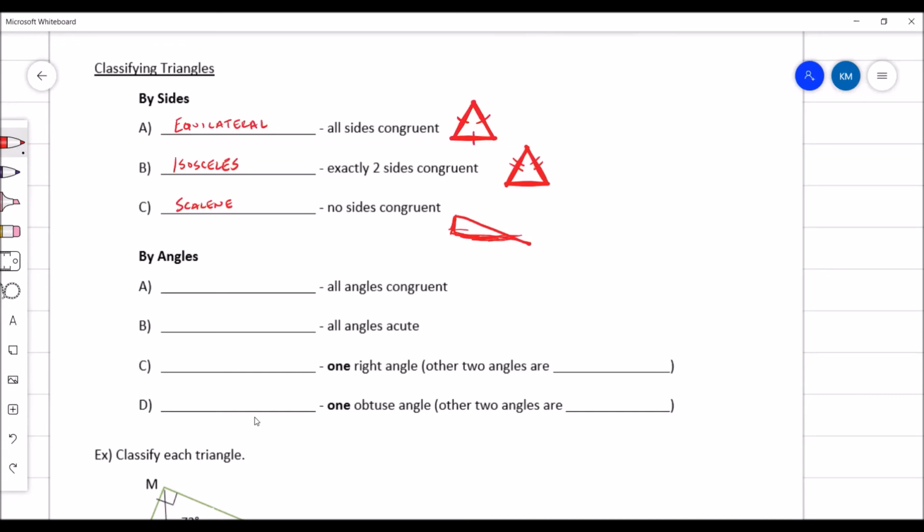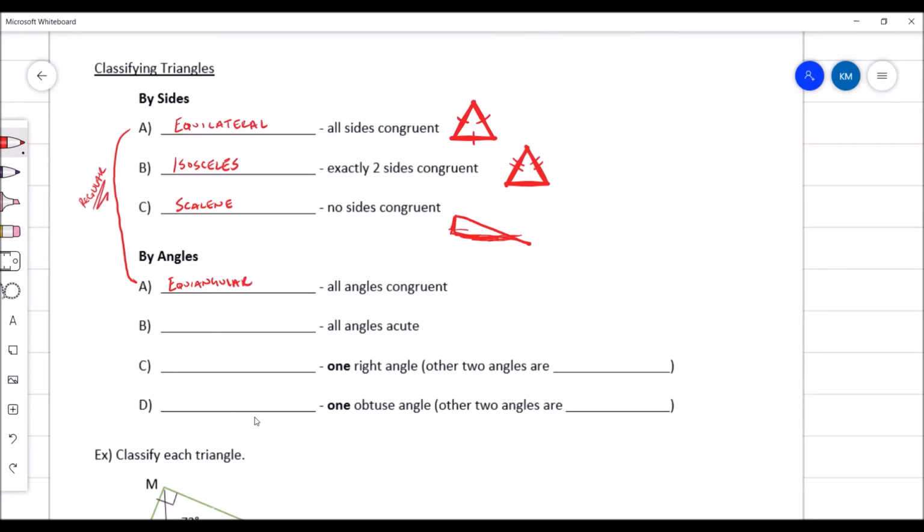If all angles are congruent, we'll call that triangle equiangular. Or do we call it regular? No, equiangular. I said it right. Let me put this vocabulary term in here. If a triangle is equilateral and equiangular, then we'll call it regular.